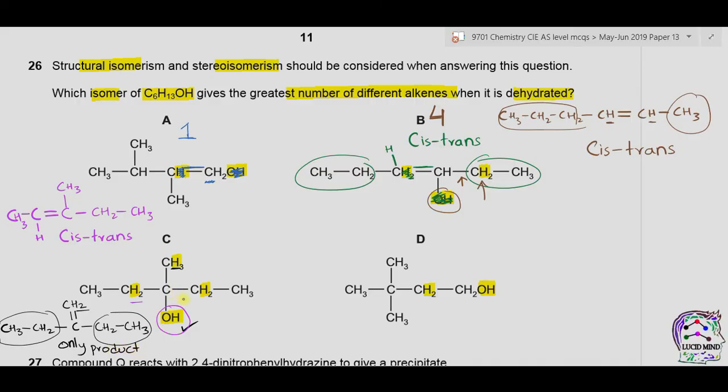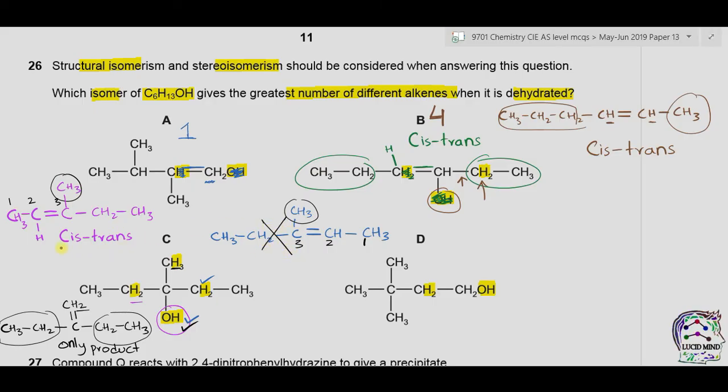Now with the third scenario, if OH is removed from this carbon and hydrogen is removed from this carbon atom, then the product formed will be like this. As we can see, the double bond is between the second and third carbon atom, and there is also a methyl group attached on the third carbon atom. And similarly in this product the double bond was between the second and third carbon atom and the methyl group was attached to the third carbon atom. So therefore these are actually the same compounds. So we will not consider this product.